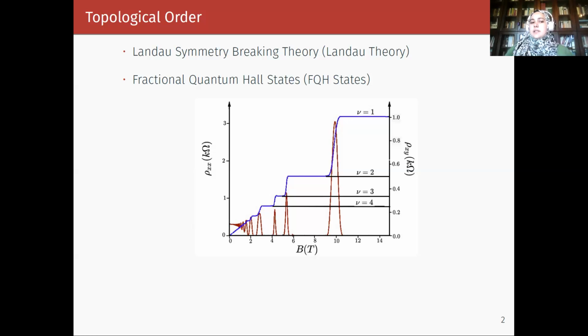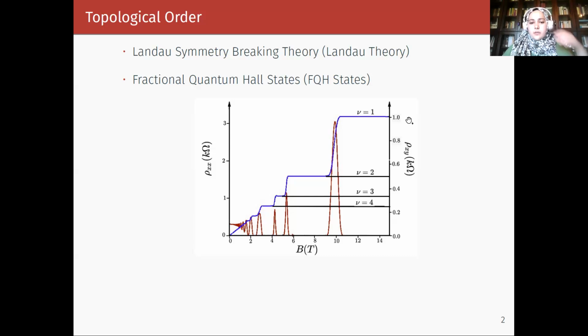Until the 80s, it was believed that Landau symmetry breaking theory could explain all the phases and phase transitions. And actually, it basically says that if two systems have the same symmetry, but their ground states have different symmetry, then these two systems have to be in different phases. But in the 80s, with the discovery of fractional quantum Hall states, it was realized that Landau theory couldn't explain all the phases because it fails to explain these FQH states.